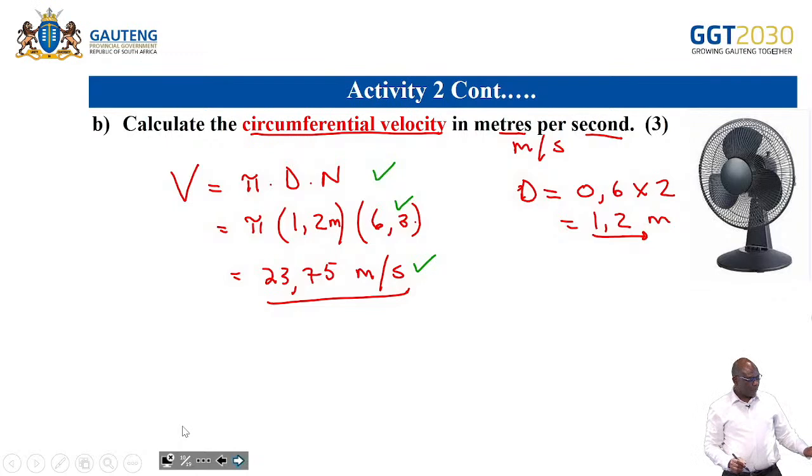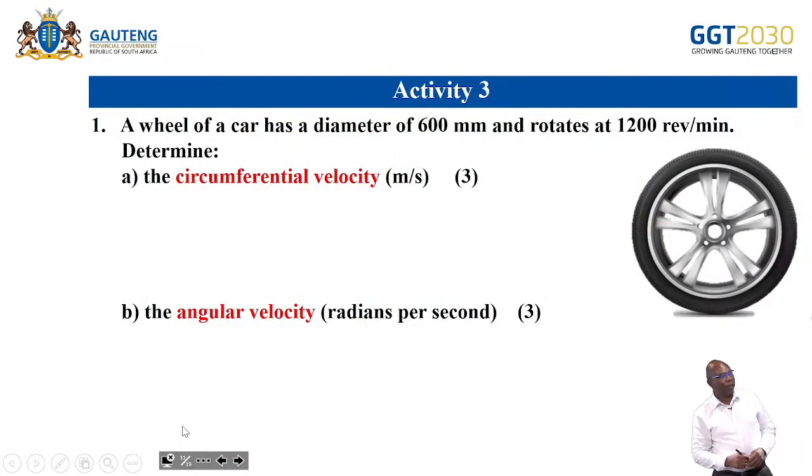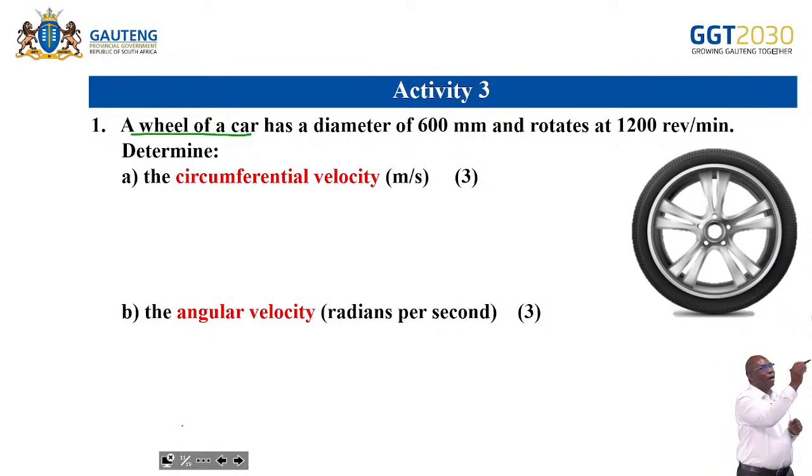Now, let's look at that activity number 3. With activity number 3, I'm only going to do A, and I'll request you to do B. So I'm going to do 1A there, and I want you to do 1B. Now, let's read the question. The question says, a wheel of a car has a diameter of 600 millimeters, and it rotates at 1,200 revs per minute.